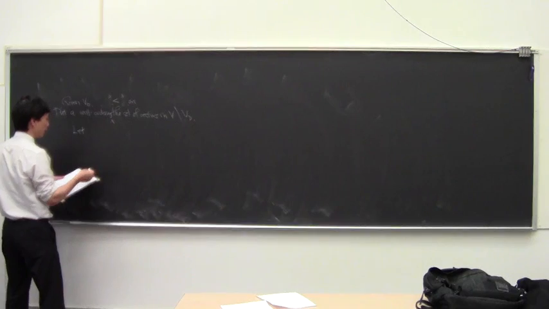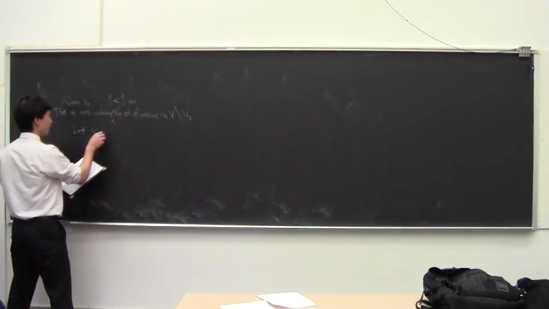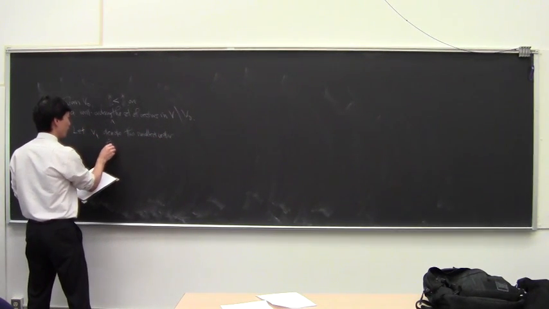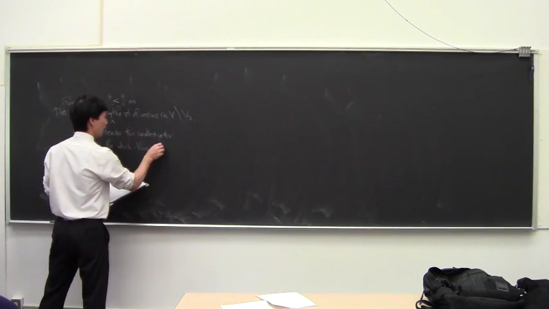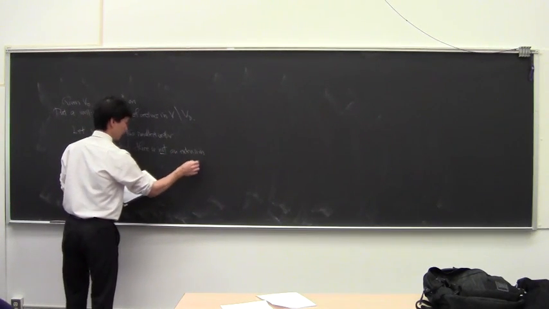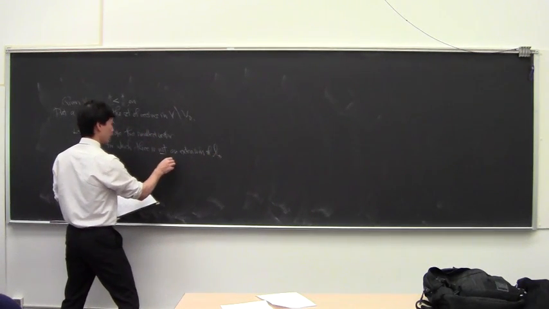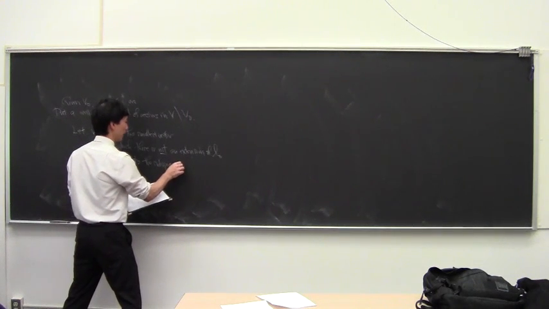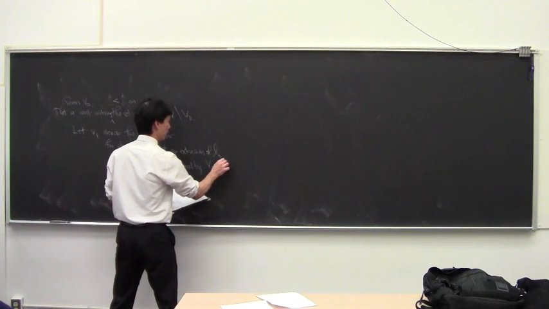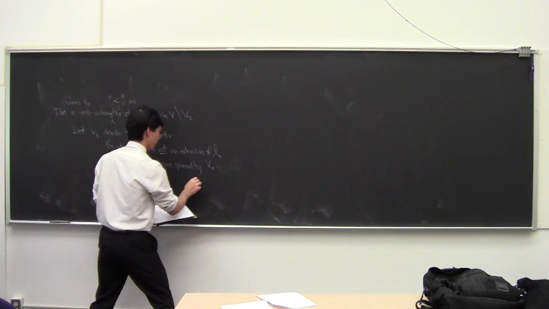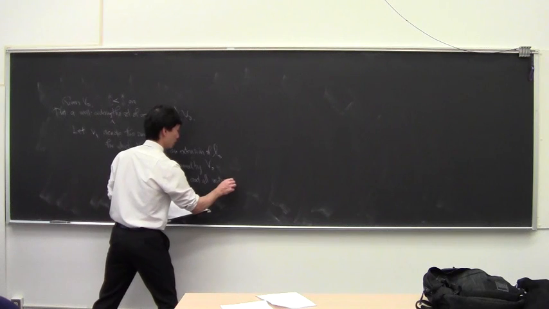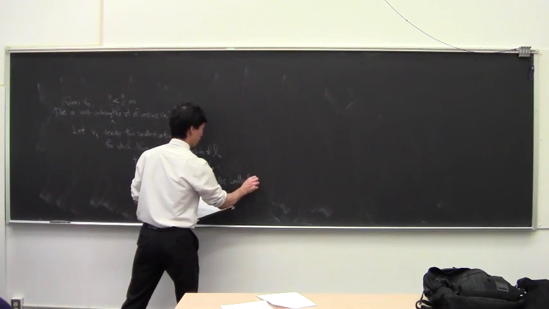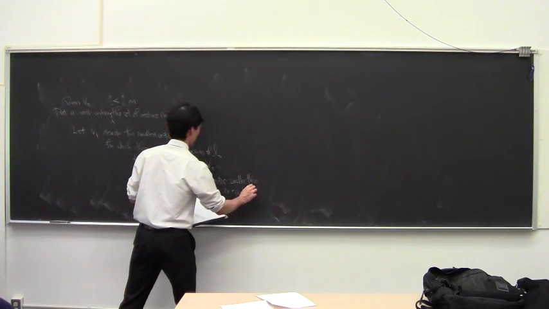And so you consider the set of vectors for which you cannot, so let V1 denote the smallest vector for which there is not an extension of L naught to the subspace spanned by V naught and all vectors smaller than or equal to V1.